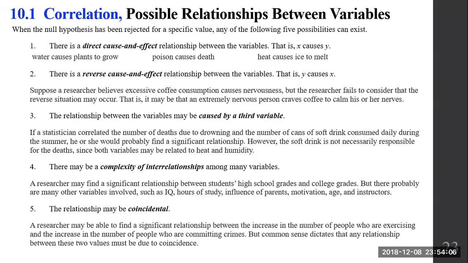Suppose a researcher believes expensive coffee consumption causes nervousness, but the researcher fails to consider that the reverse situation may occur. That is, it may be that an extremely nervous person craves coffee to calm his or her nerves. Number 3, the relationship between the variables may be caused by a third variable.